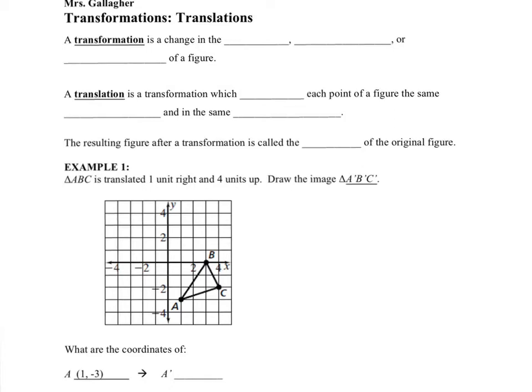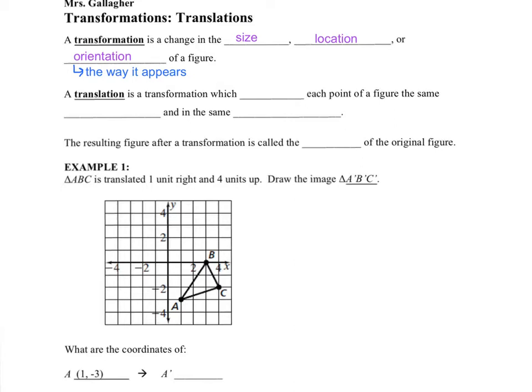So let's first discuss what a transformation is. A transformation is a change in the size, location, or orientation of a figure. And an orientation means the way it appears.